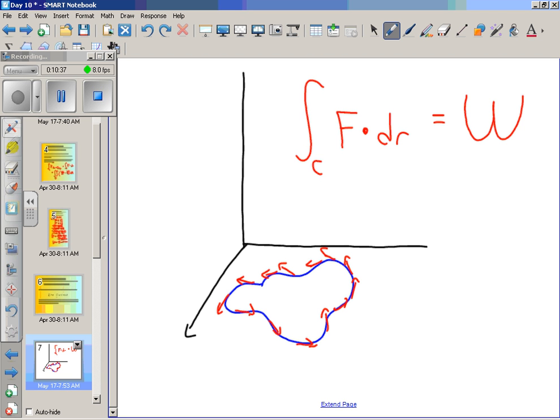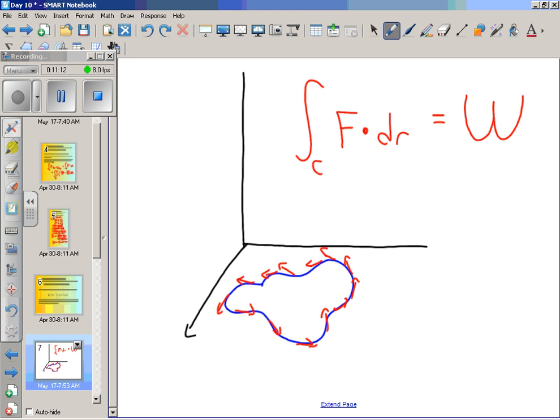And so the work that this force field does tangentially along this curve is exactly equal to how much this vector field is rotating in that region. Does that make sense? So that's why we call it curl, because how much this vector field is rotating this curve is exactly what we're calling the curl of that region. Does that make sense?